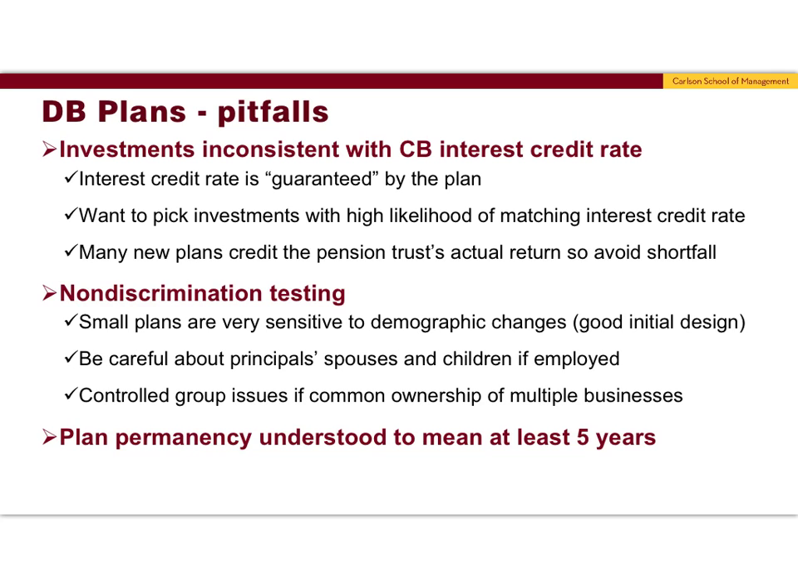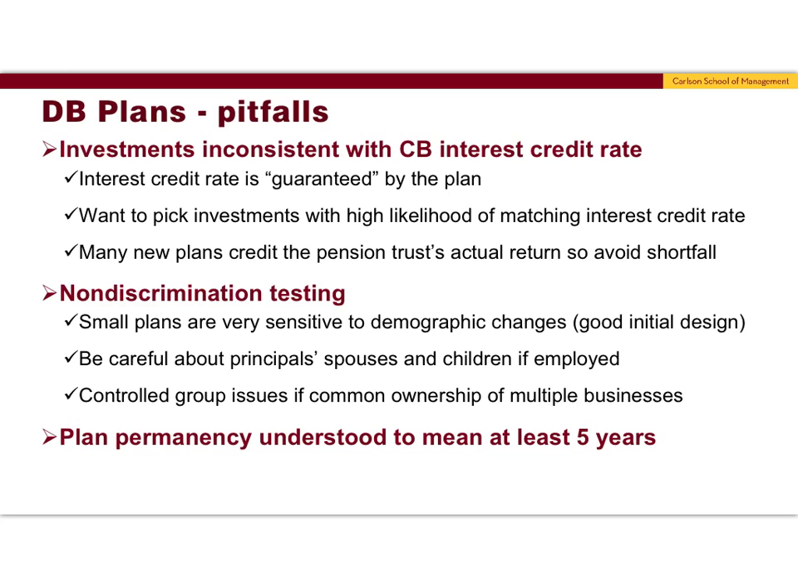Non-discrimination testing can have its own set of pitfalls for DB and cash balance plans. The testing results for small plans are usually very sensitive to demographic changes. A good initial plan design will take this into account and allow for some cushion. You must be careful with small businesses to understand whether any of the principals or owners' spouses or children are employed at the company. These relatives are considered highly compensated employees by definition, even if they don't earn much money. This can cause many problems with the non-discrimination testing.